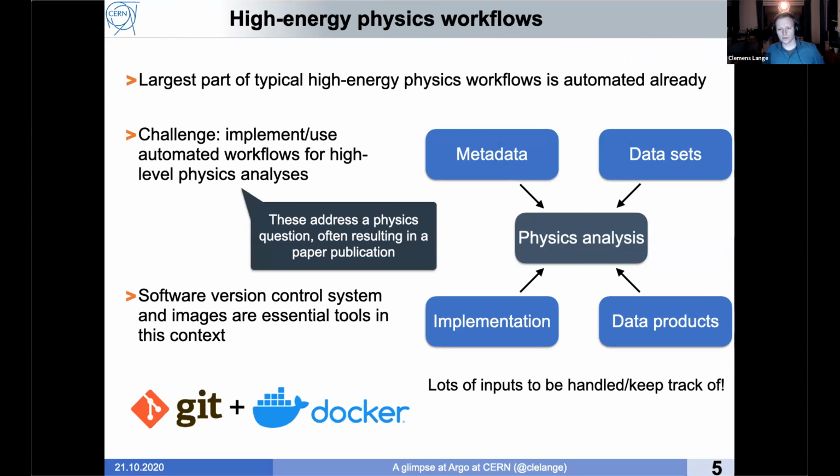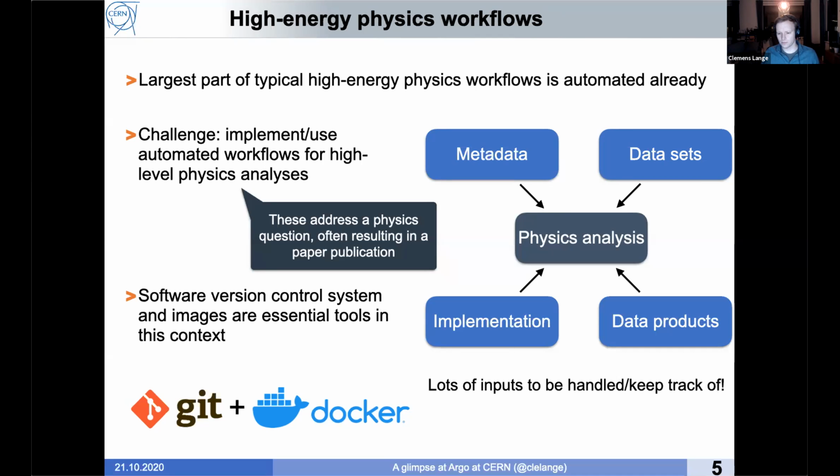Okay, but I don't want to talk too much about this; I want to talk about a different aspect of a high energy physics workflow. All of what I've shown you in the previous slide is already largely automated. But the challenge, and that's what I spend most of my time on, is using this for the so-called high-level physics analysis. This is actually addressing a particular physics question, which then typically results in a paper publication. And there's a lot of metadata that goes into the physics analysis here. There are the data sets themselves, then of course the implementation of the analysis, and also further data products.